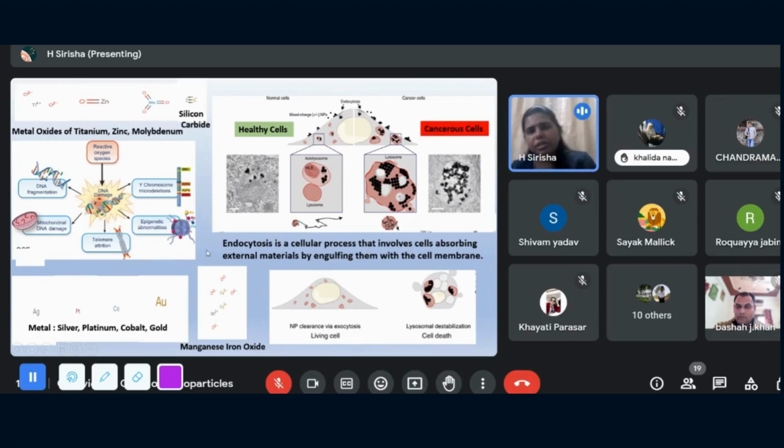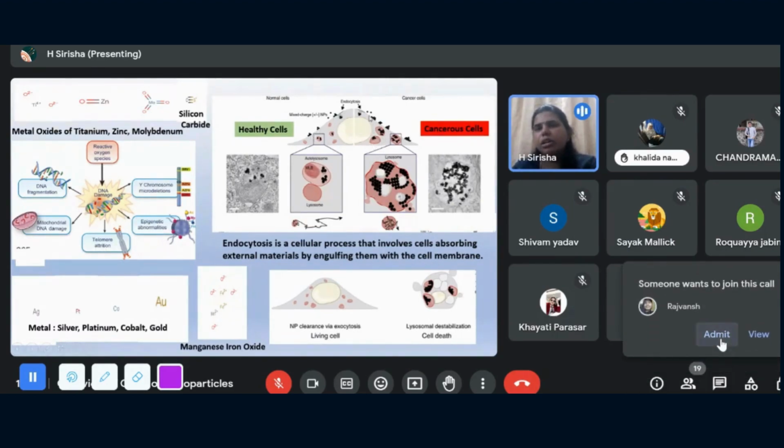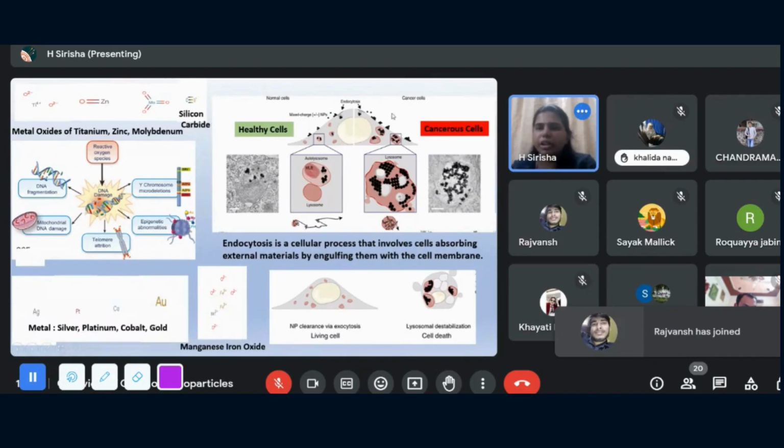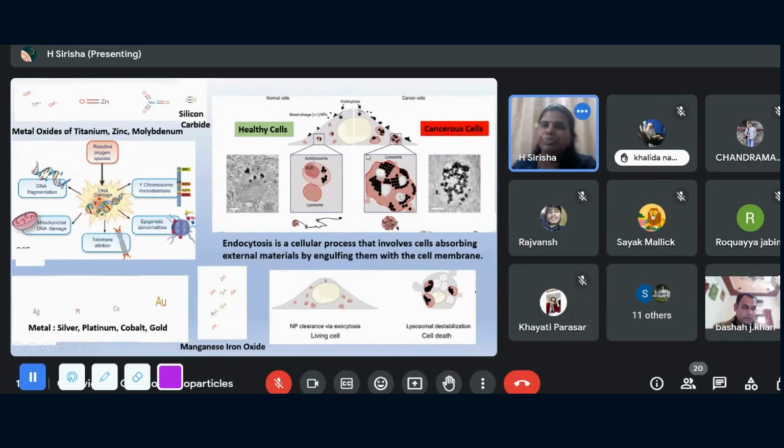Now, what happens with the healthy cell? For example, in this experiment, these black dots are the nanoparticles. This part is a cancerous cell. This part is a healthy cell. If this part of the cell is exposed to the nanoparticles, and this cancer part is also exposed, these red colored parts are the lysosomes. Lysosomes have lytic enzymes which can degrade the nanoparticle.